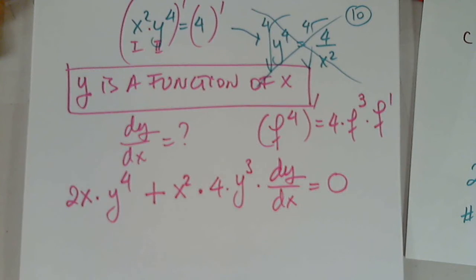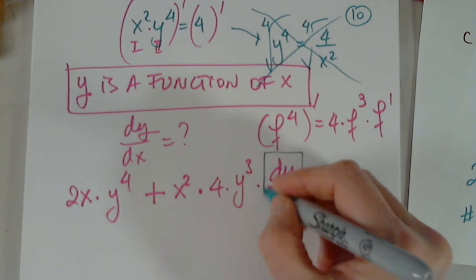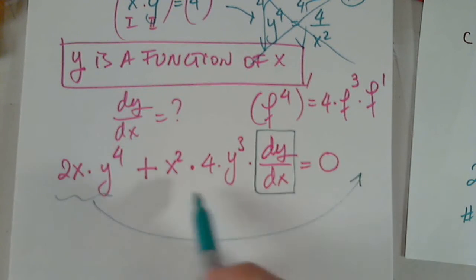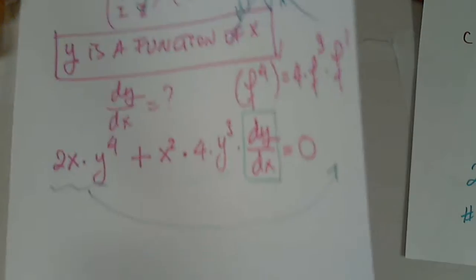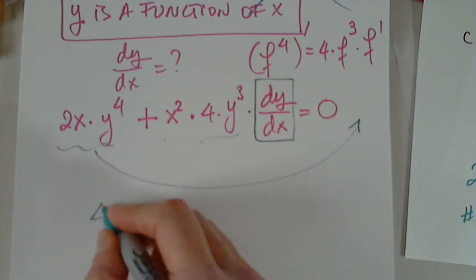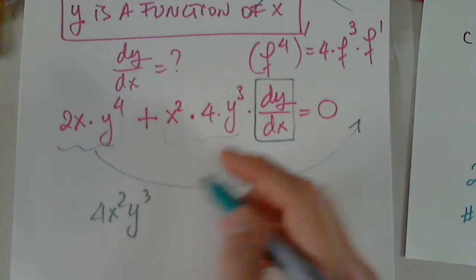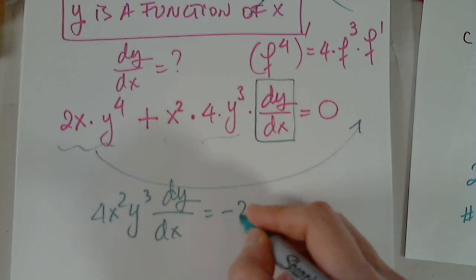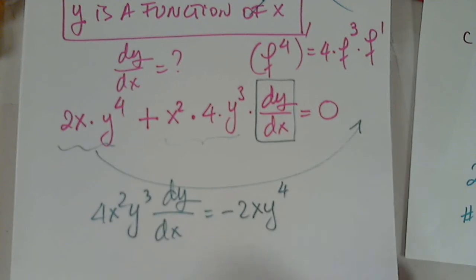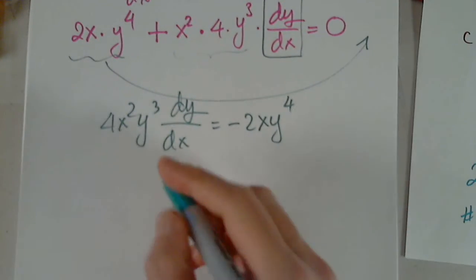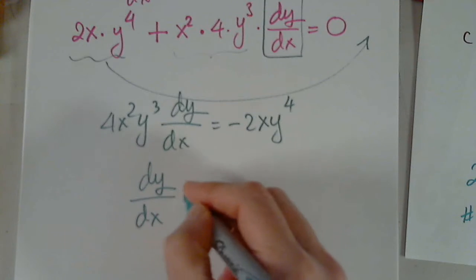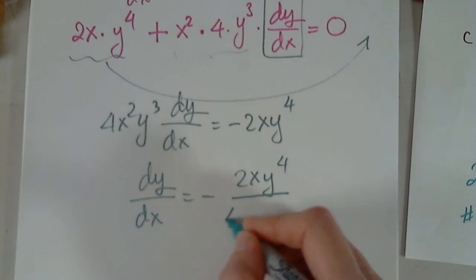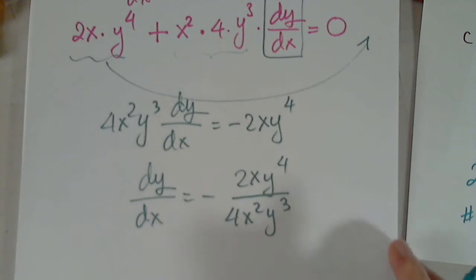Okay, what am I solving for? This is what I'm solving for, which means I have to take this part to the other side and divide by this. So I'm going to clean it up first. I'm going to write 4 x squared y to the third times dy over dx, and I get negative 2x y to the fourth, and now I will divide both sides by this. So dy over dx equals negative 2xy to the fourth over 4x squared y to the third.